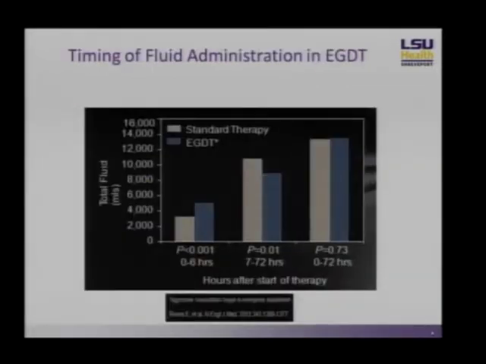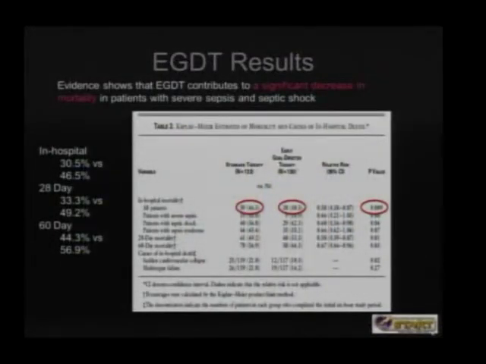Now what they found was that the guys in the ER were volume resuscitating based on whichever side of the algorithm they were on. Then, like I said, they got shifted from the ED to the ICU. And at the end of 72 hours, there was about 105 cc's of fluid difference between the two groups. But the outcome was significant. Look at the difference in survival. All patients in hospitals, a 16% improvement with EGDT. 28-day was 16%, 60-day was still 12.5%.